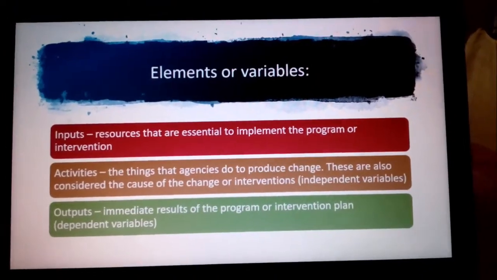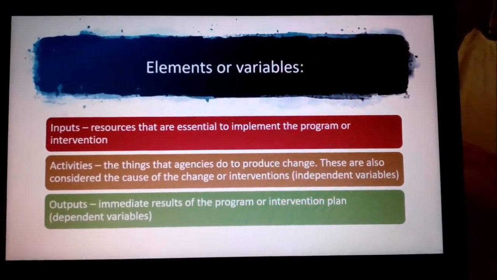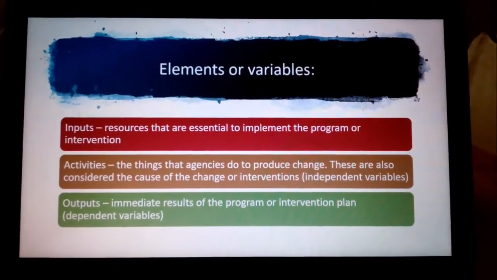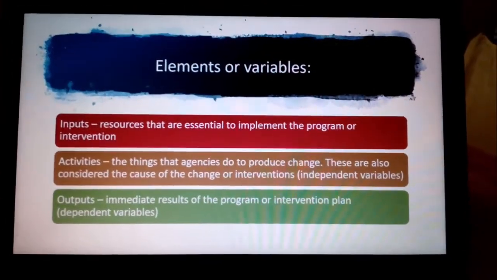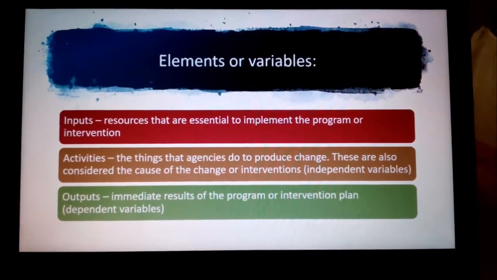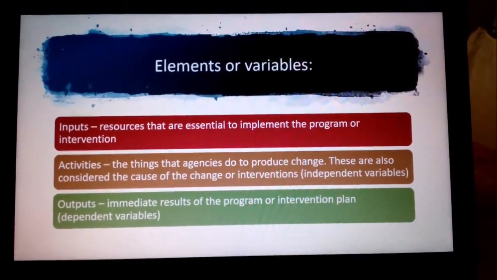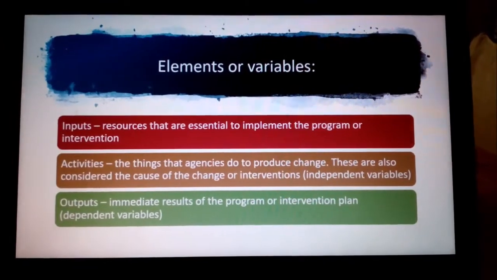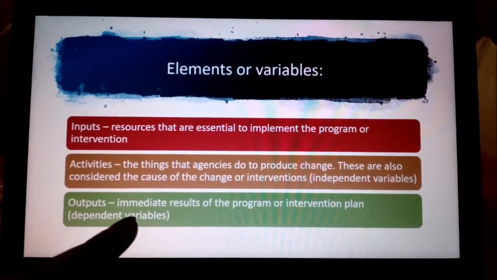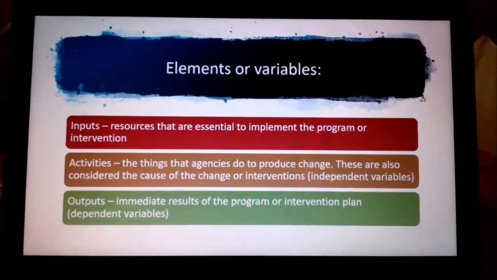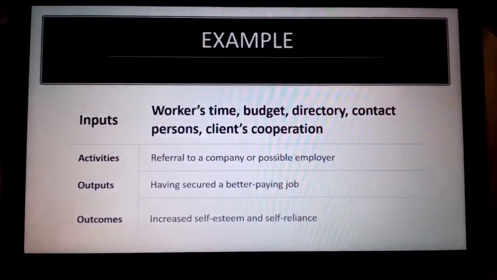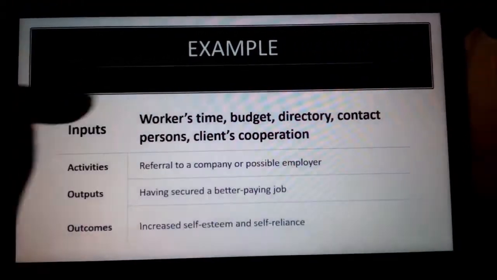Okay, there are also elements or variables. Of course, we know inputs. Inputs are the resources used in a program or intervention. Activities are the actual actions produced from the inputs. It's the result of the plan. It's the independent variable. Why? Because of the cause and effect of the program; activities should be applied very well in a community. And then it is measured by the outputs. What are the immediate results of the activities coming from the inputs? So that's inputs, activities, and outputs. I will give you an example. Example is, first, inputs.